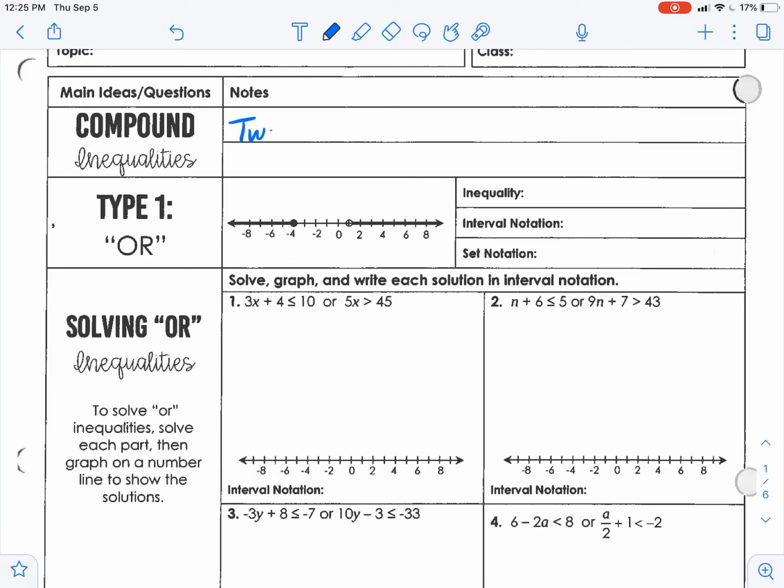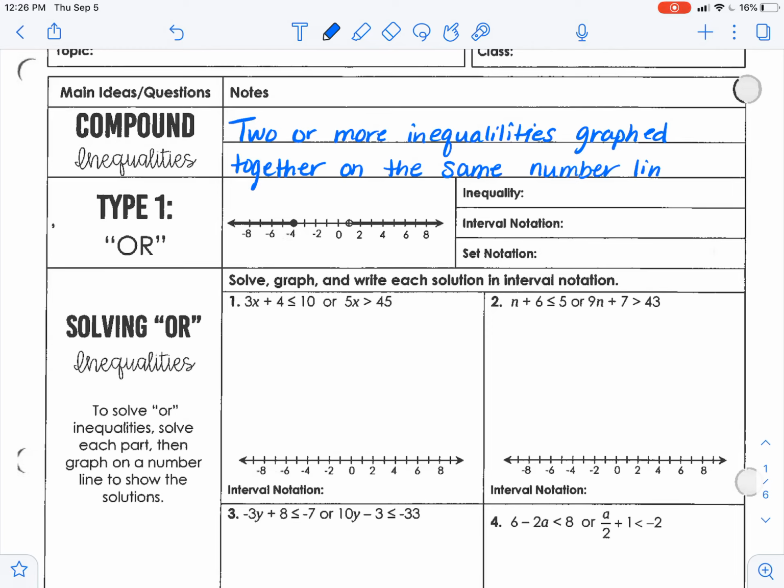So we have two or more inequalities graphed together on the same number line. Okay, so on all of these, you're going to see two different graphs on the same number line. So here's an example of the graph.